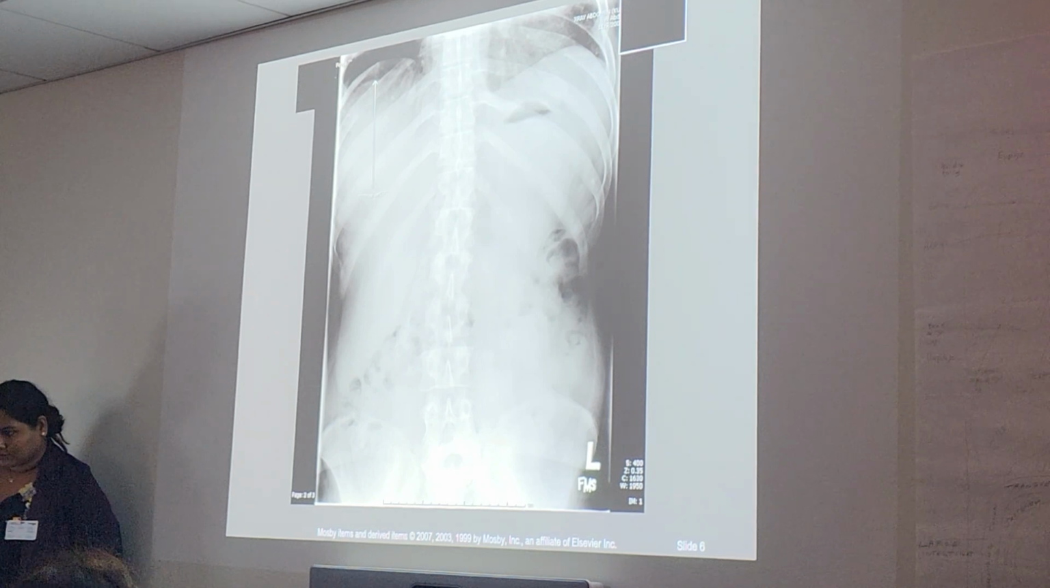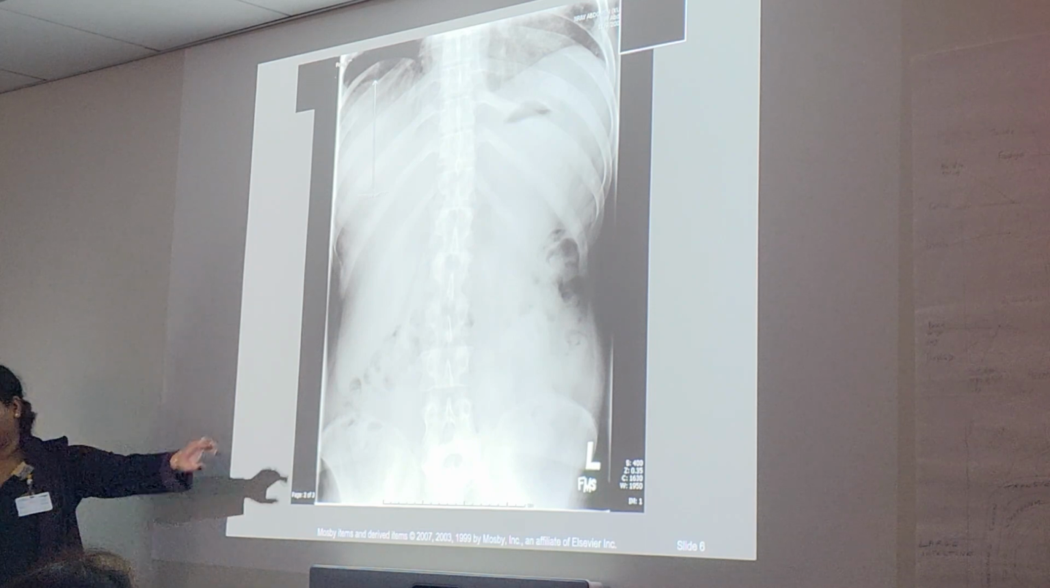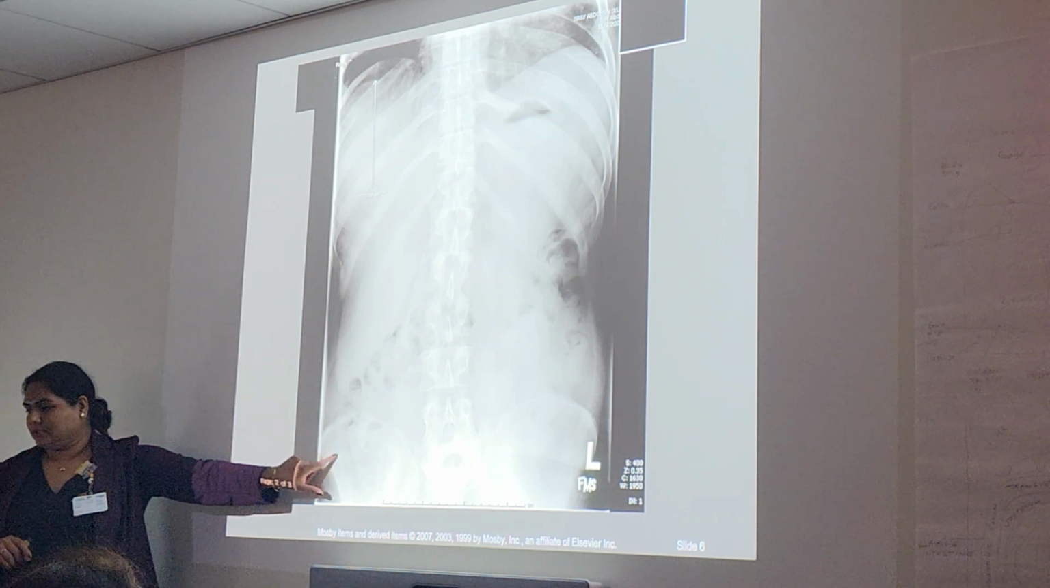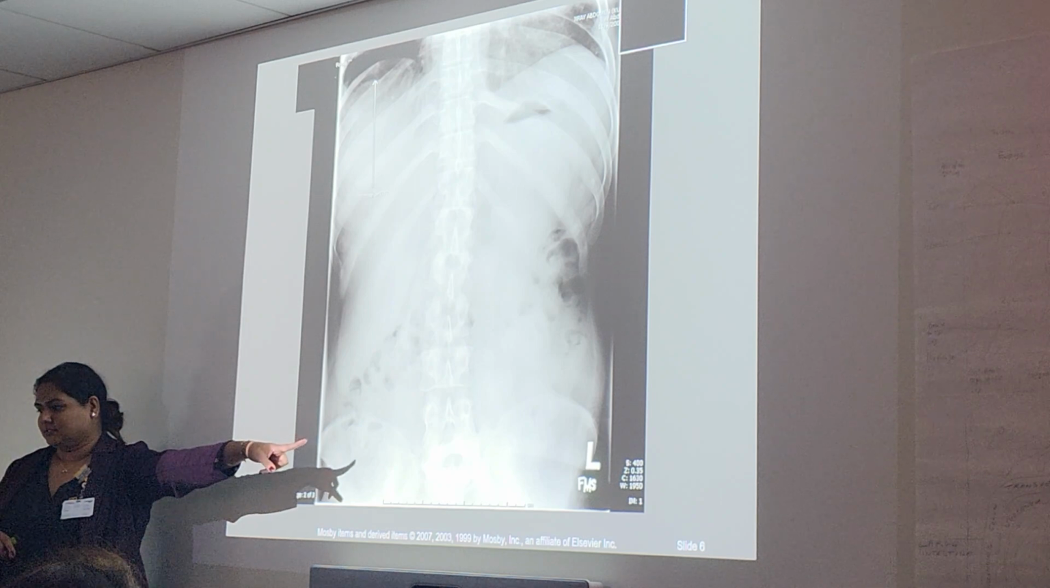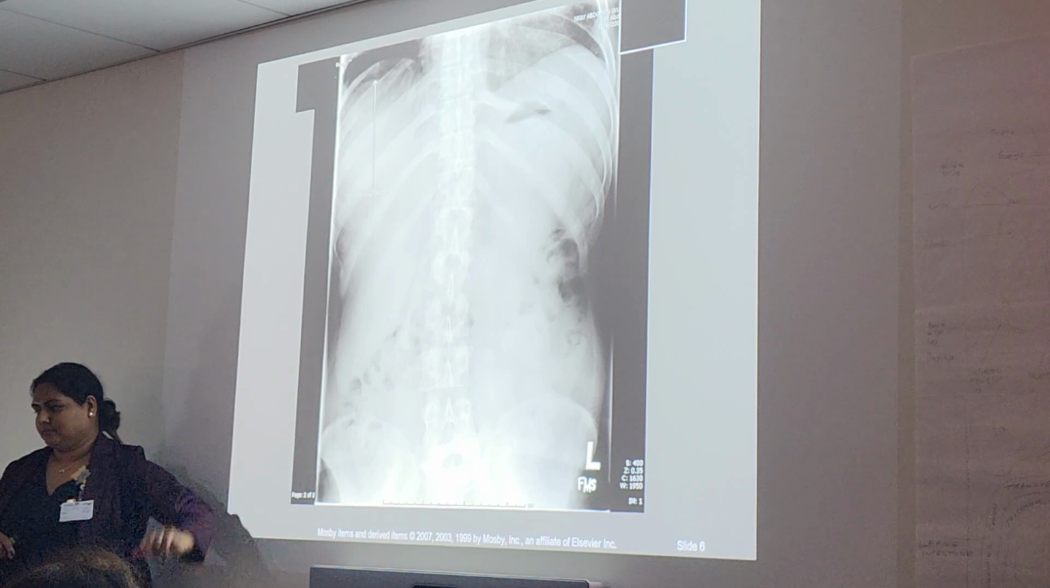So would the right hip be too? The right iliac crest looks foreshortened compared to the left, right? So on the other one it was elongated, right?